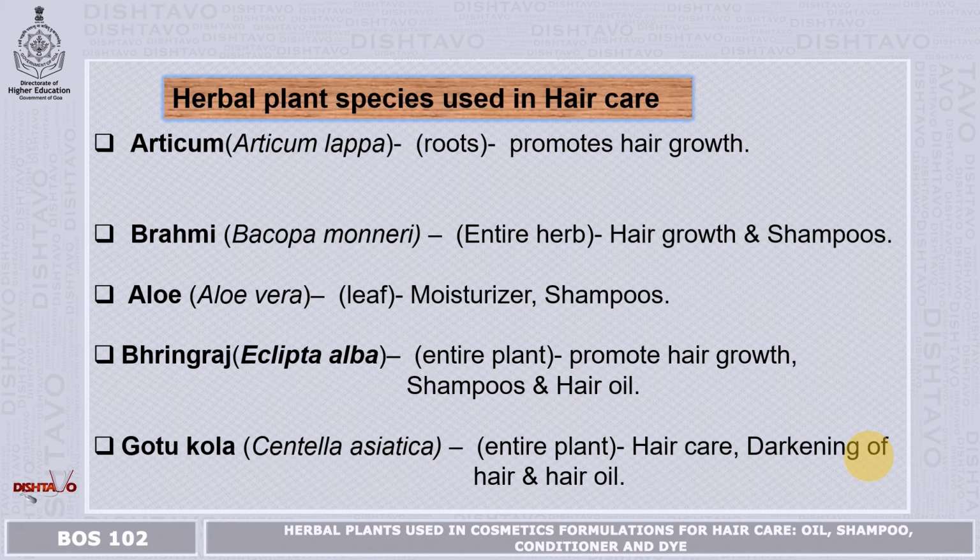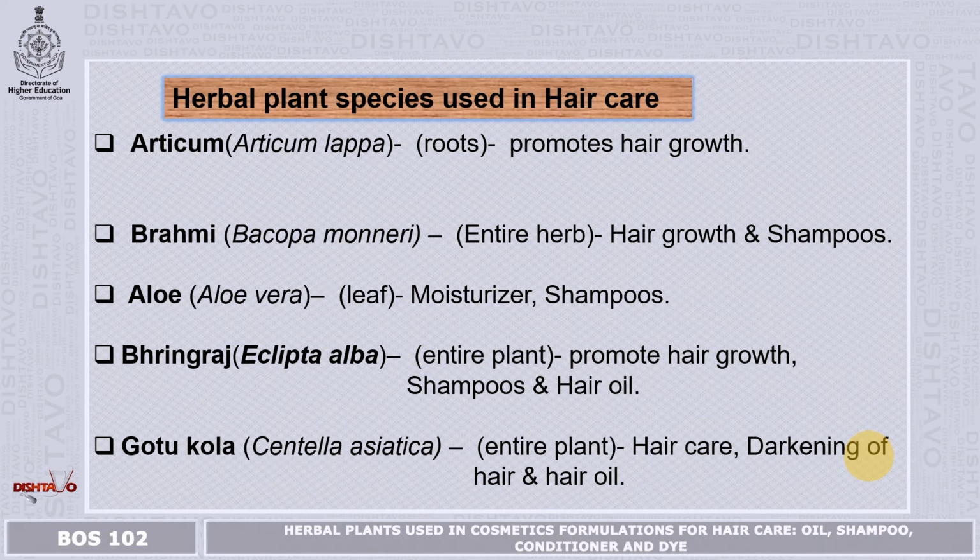First one we have Arctium, whose scientific name is Arctium lappa. Here the biological source is roots and the function is to promote hair growth. Next we have the Brahmi plant, whose scientific name is Bacopa monnieri. Here the entire herb is used as a biological source and it promotes hair growth, and that's why it is mostly used in shampoos.